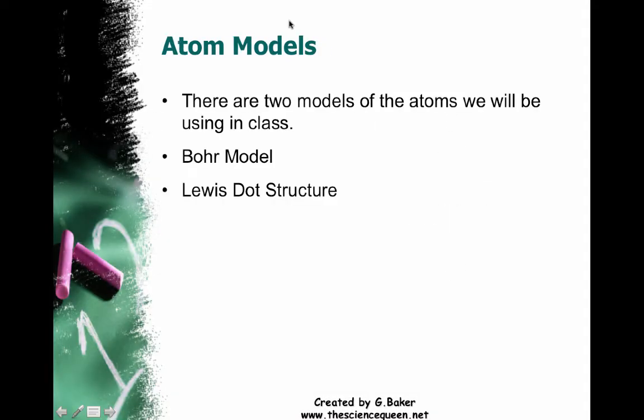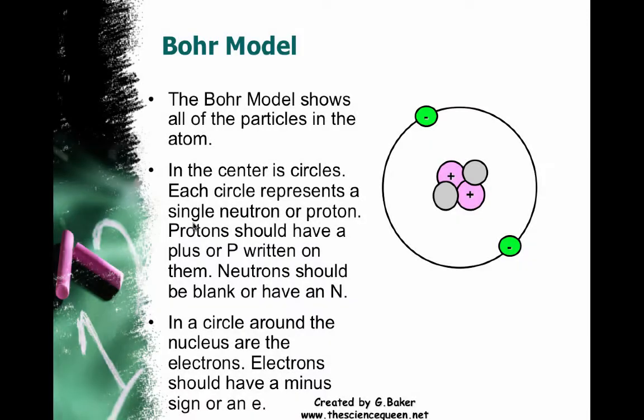This class, we're going to be working with 2 different models for the atoms. We're going to be using the Bohr model and a Lewis dot structure. For the Bohr model, it's going to show all of the particles of the atom. So here's our nucleus right inside, and then we've got our electrons floating outside. In the center is circles. Each circle represents a single neutron or proton. Protons will have this plus sign, so in this case they're the pinkish purple ones, and our neutrons will have no sign. And then if you don't want to put the signs in there, our neutrons will have an N and our protons will have a P.